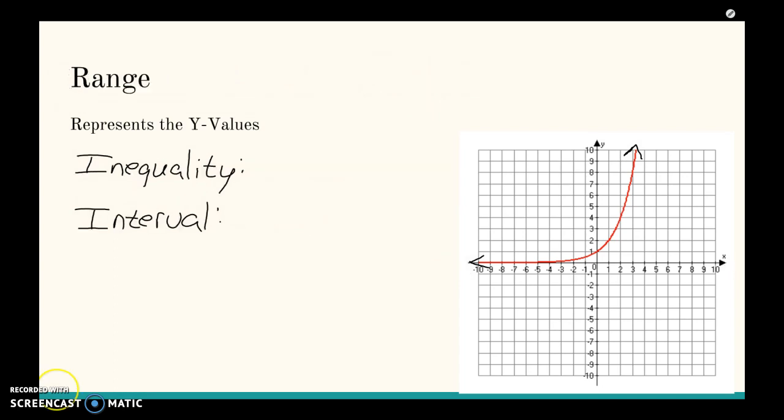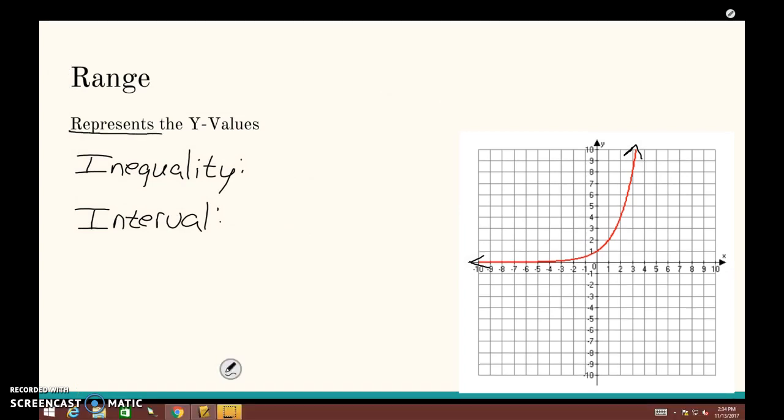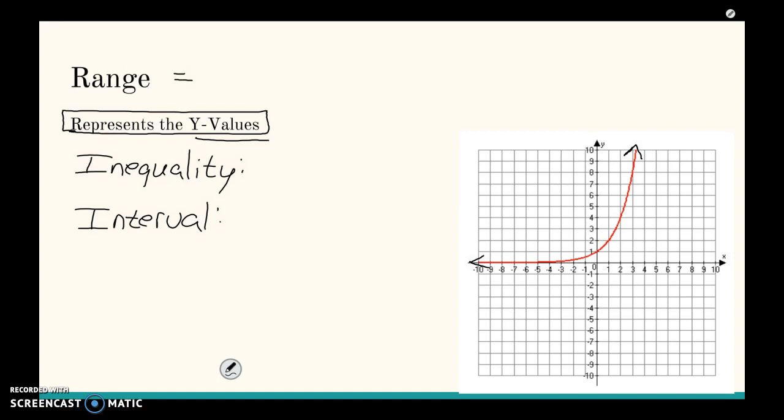All right, so next we're going to talk about range. For range, in the left-hand box, I want you to write down this definition. This is going to be "represents the y values." The key here is the y values. So with range, we're dealing with the y values. Now, keep in mind that range is going to be the values that go up and down. So we're looking for the up and down values, or the ones that go up and then the ones that go down, the highest and lowest, in other words.